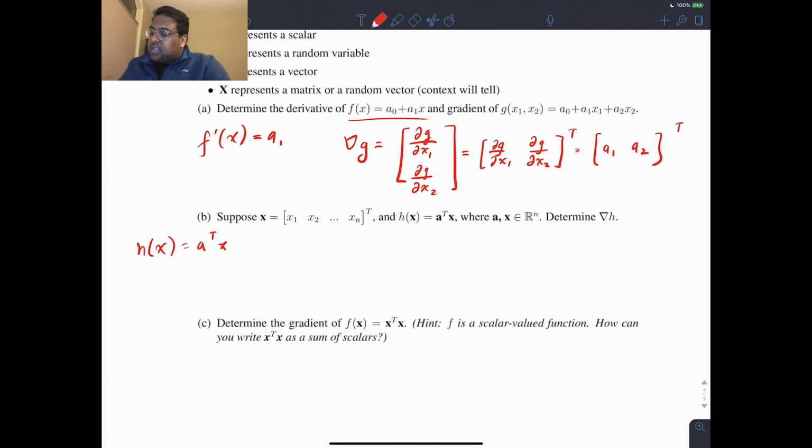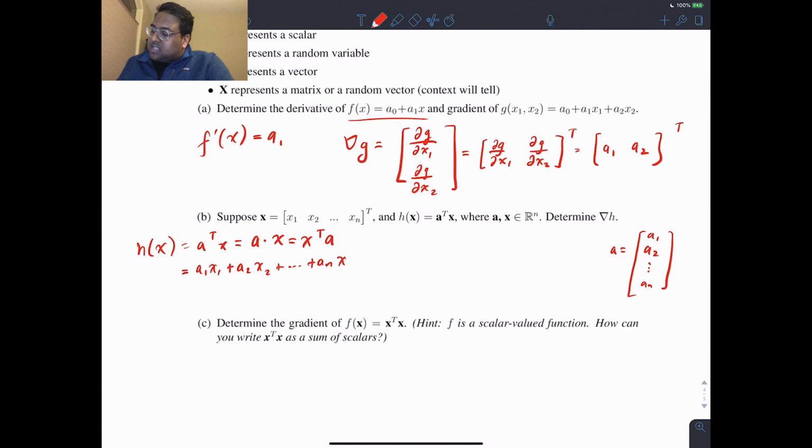This is really just the dot product of A and x. We could have written it the opposite way as well, x transpose A, either way. And we're told that A is a similar vector, a1, a2, through an. We're taking the dot product of these two things. When we take A transpose x or x transpose A, we end up with the expression a1 x1 plus a2 x2 plus dot dot dot plus an xn.